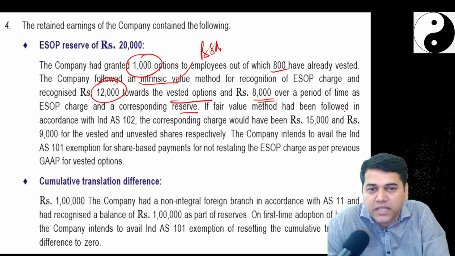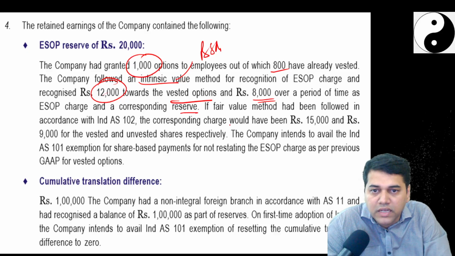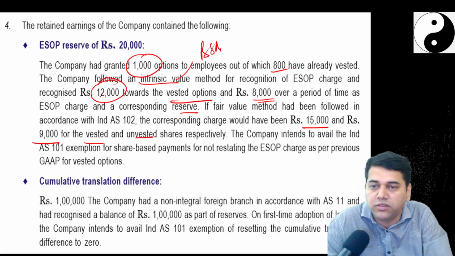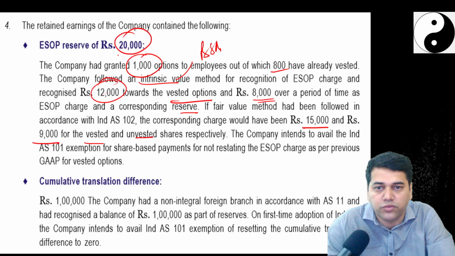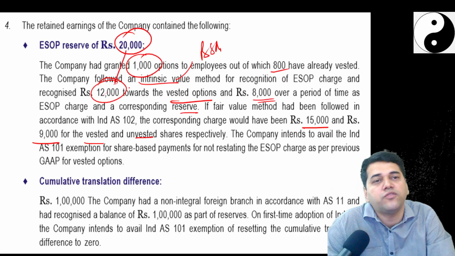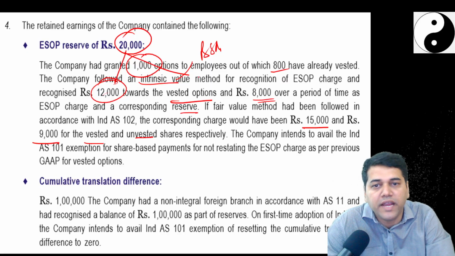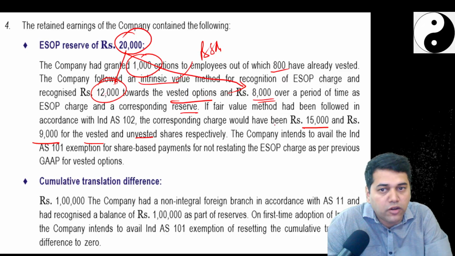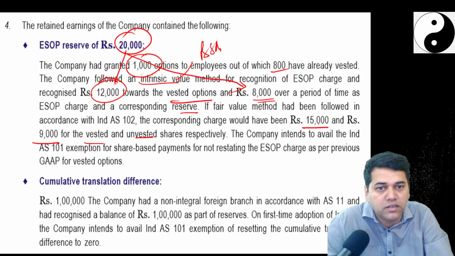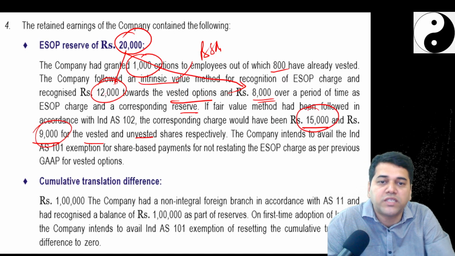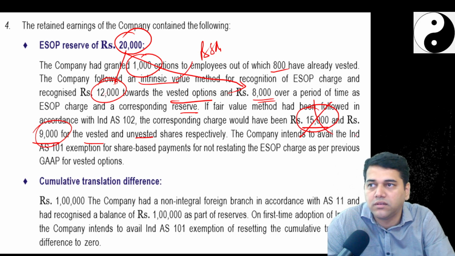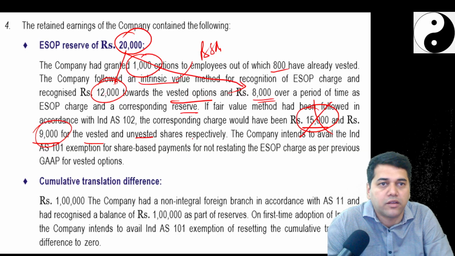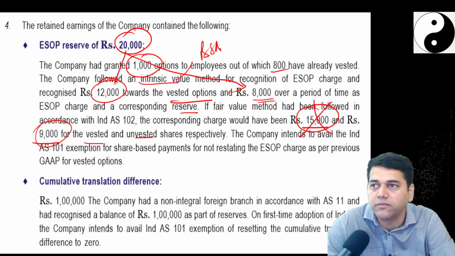If the fair value method had been followed according to Ind AS 102, the corresponding charge would have been 15,000 and 9,000 for the vested and unvested. So out of this 20,000, 12,000 was towards vested, 8,000 was towards unvested. If you would have followed this under Ind AS 102, it would have been 15 and 9. What the standard says: 15 you forget, but the 9 you have to restate, and the differential amount will go to the P&L account, because otherwise it will hit your P&L. P&L means retained earnings.